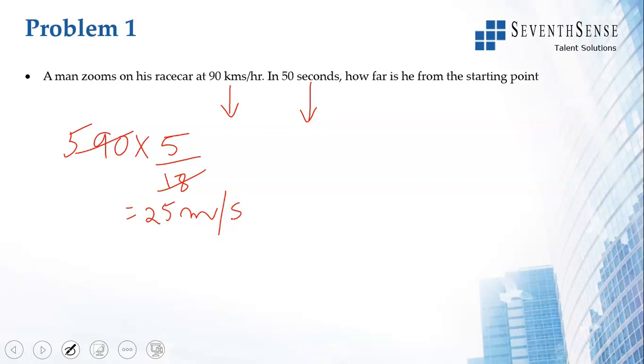Remember, kilometers per hour to meters per second, multiply by 5 by 18. Remember this because it is used in 90% of the problems.